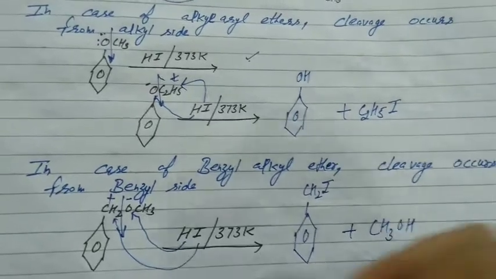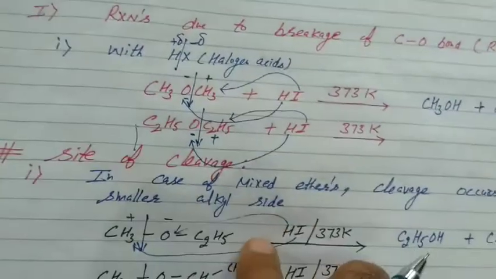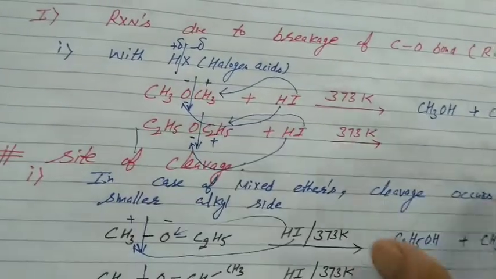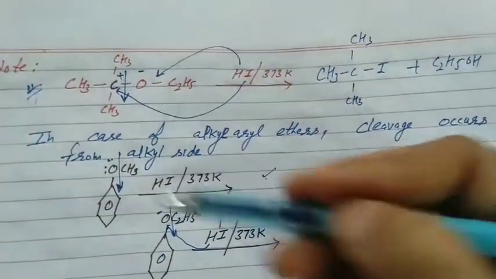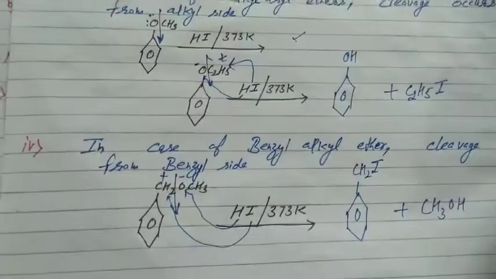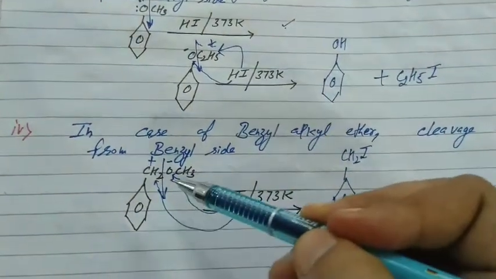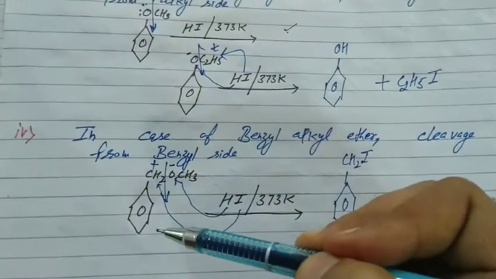CH3OH. These were some key points. These are the tricks, students. In case of mixed ethers, breakage from smaller side. But if one of the alkyl groups is tertiary, it gives 3-degree haloalkane. Alkyl aryl ethers, breakage from alkyl side. In case of benzyl alkyl ethers, cleavage from benzyl side.